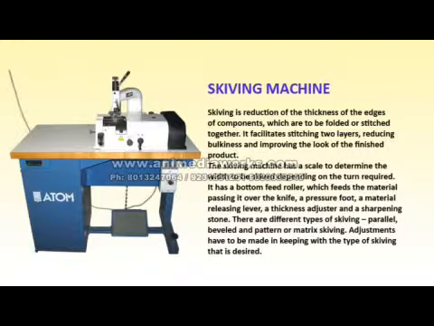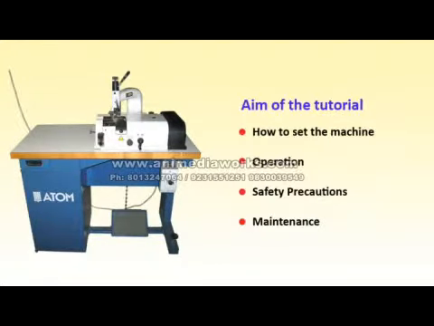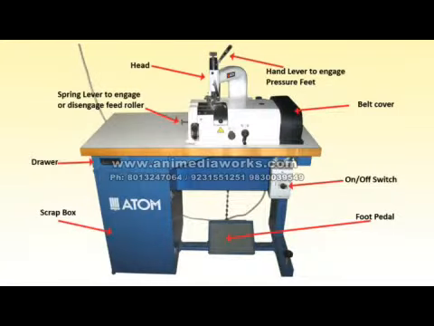It has a bottom feed roller which feeds the material passing it over the knife, a pressure foot, a material releasing lever, a thickness adjuster and a sharpening stone. There are different types of skiving: parallel, beveled and pattern or matrix skiving. Adjustments have to be made in keeping with the type of skiving that is desired. Aim: how to set the machine. Operation. Safety precautions. Maintenance.